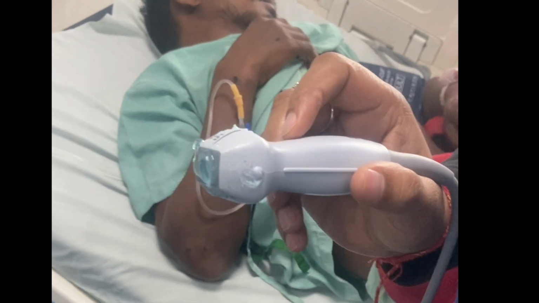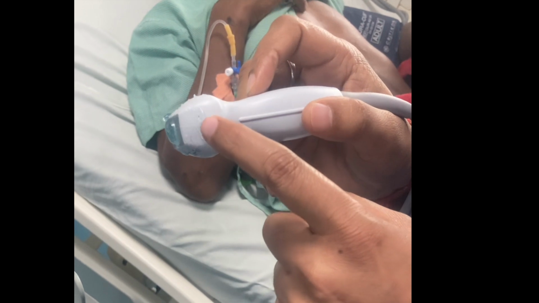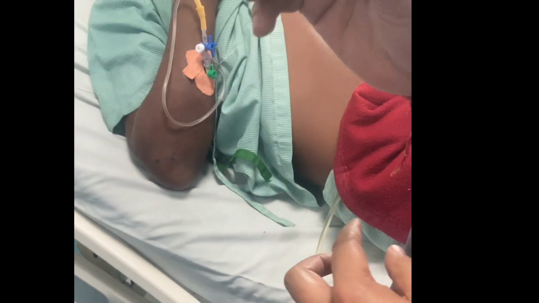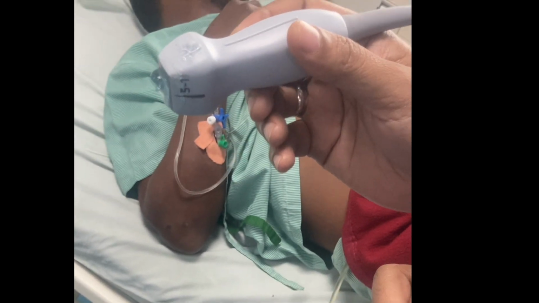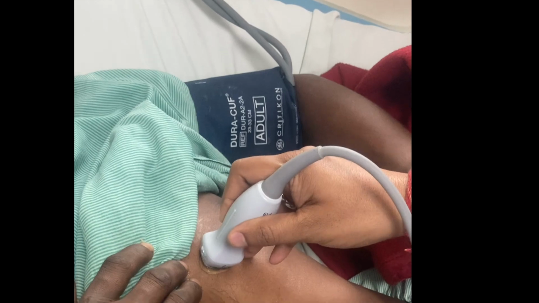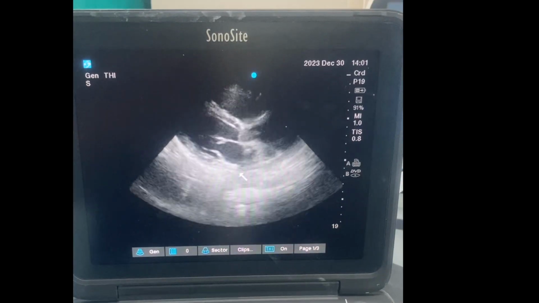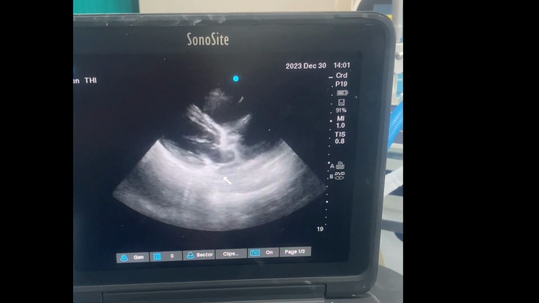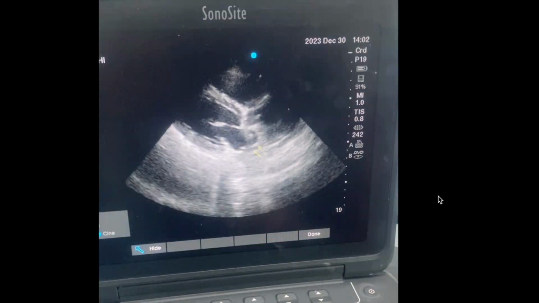In the parasternal long axis view, you have to keep the orientation marker toward the right shoulder and place this phased array probe into the third or fourth intercostal space, left side of the sternum. And what you will see is the parasternal long axis view, and you can get the parasternal long axis view either in the left lateral position or in a supine patient.